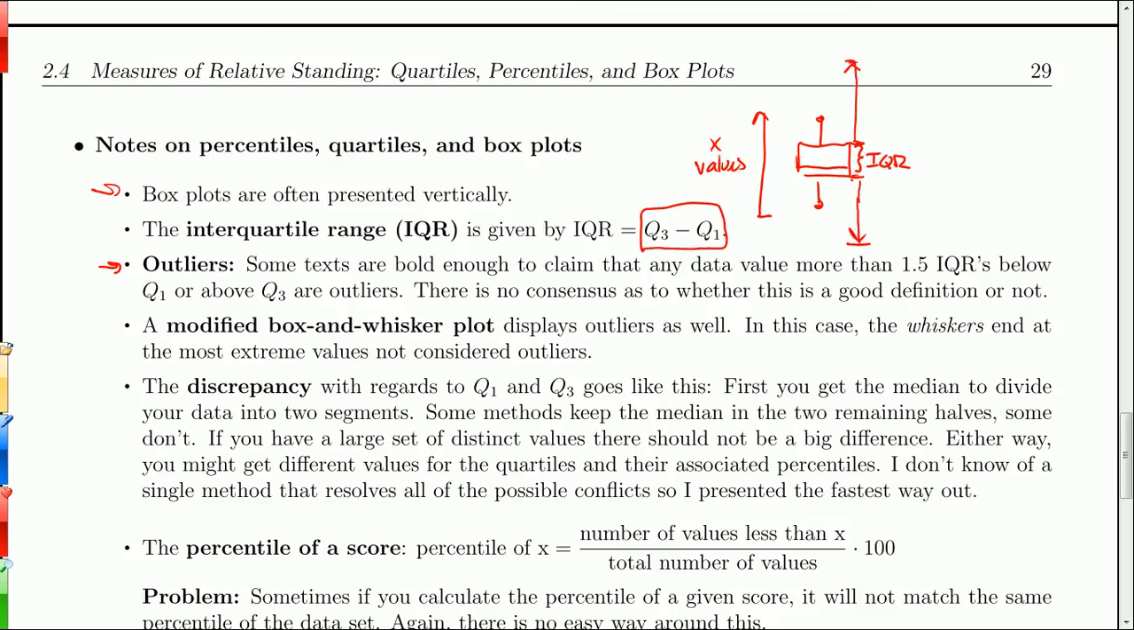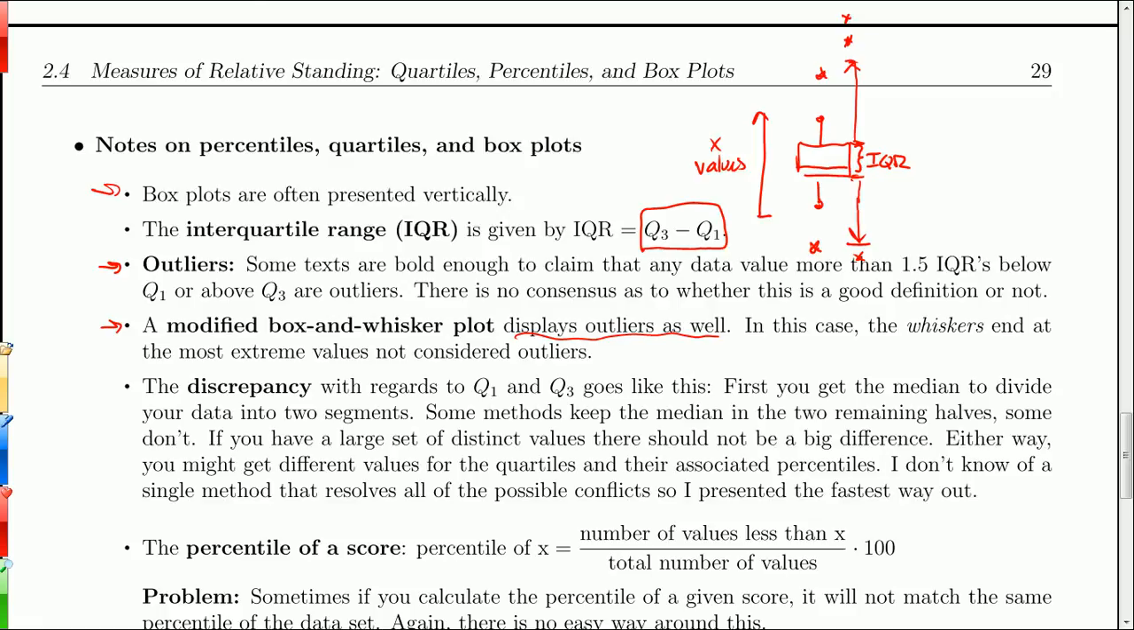Once you have the definition of outliers, you can use what's known as a modified box and whisker plot, which displays outliers. In other words, if it gets further than 1.5 interquartile ranges above Q3 or below Q1, you're officially an outlier, and what you get is a little star instead of the dot. So you might get a star here and a star here.